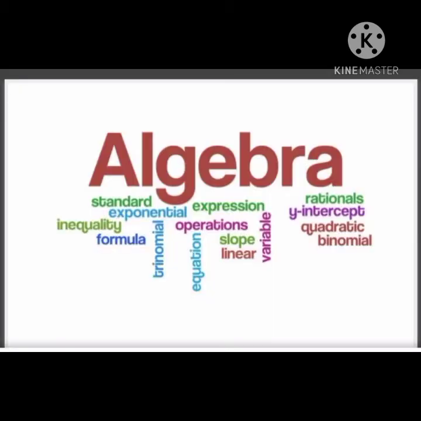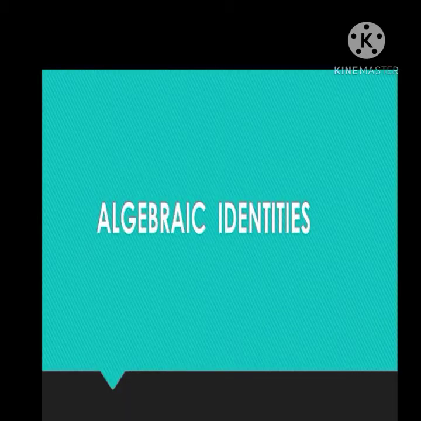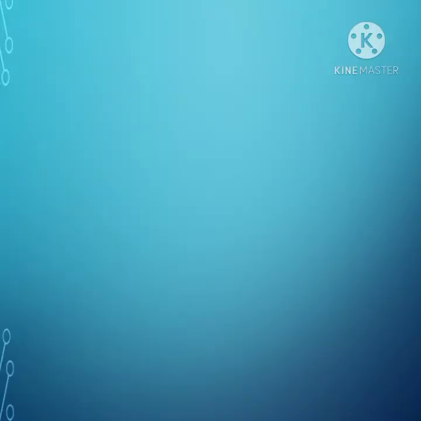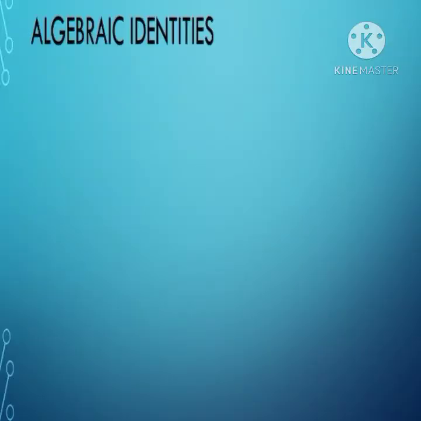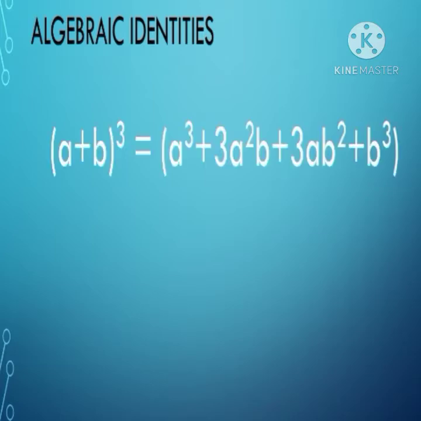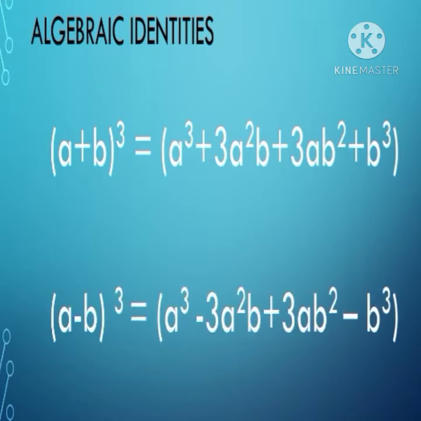This is chapter 3 algebra, and in the last session we learnt about some algebraic identities and its related problems. So be thorough with the algebraic identities, then you can easily solve the problems. The algebraic identities are (a plus b) the whole cube is equal to a cube plus 3a square b plus 3ab square plus b cube, and then (a minus b) the whole cube is equal to a cube minus 3a square b plus 3ab square minus b cube.